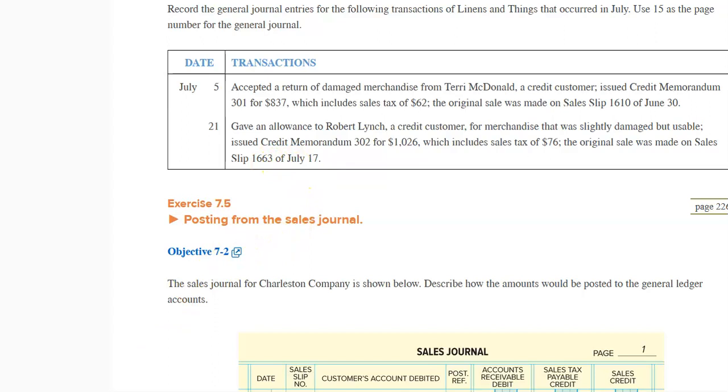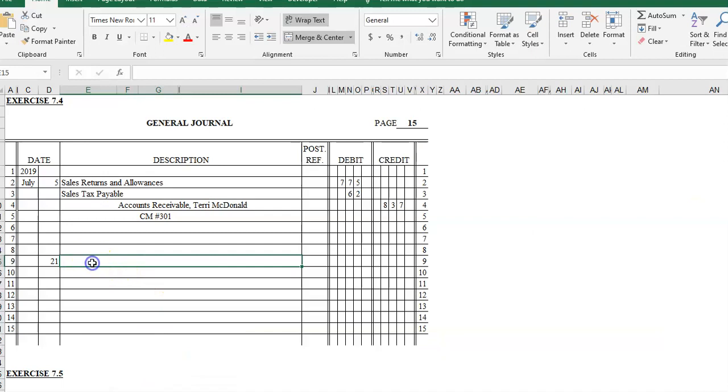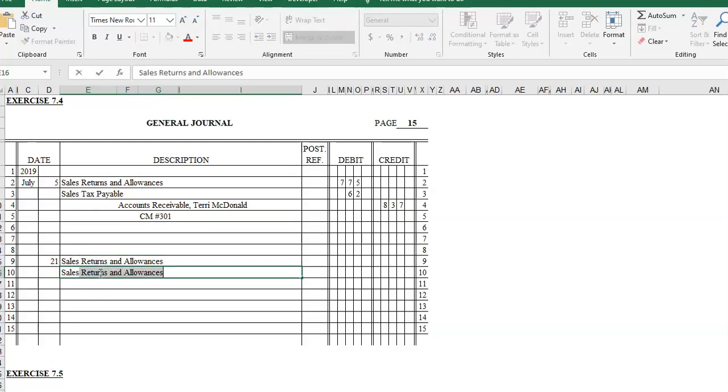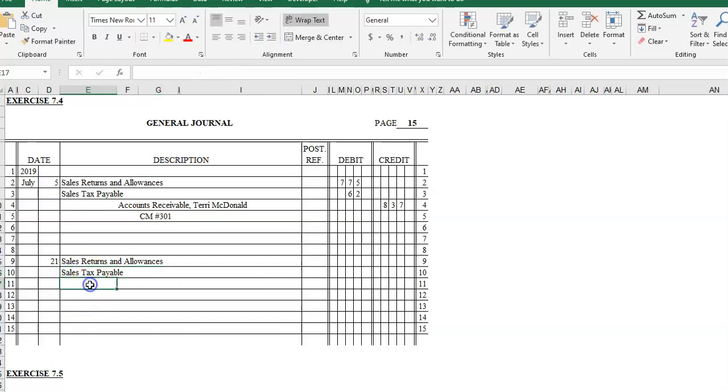Okay, let's go back to this journal. That means we go back to the sales return and allowances, the same thing as before. And again, sales tax payable goes back to the customer. And again, no different, the customer accounts receivable.